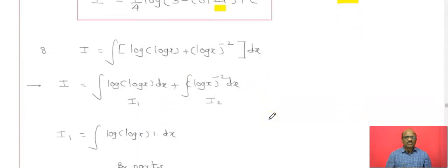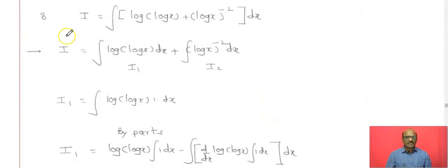plus c. Now problem number 8, that I is equal to integral of log of log x plus log of x bracket to the power minus 2 into dx. Now separate this integral. That is, I is equal to integral of log of log x into dx, this is I1, plus integral of log of x bracket to the power minus 2 into dx, this is I2.